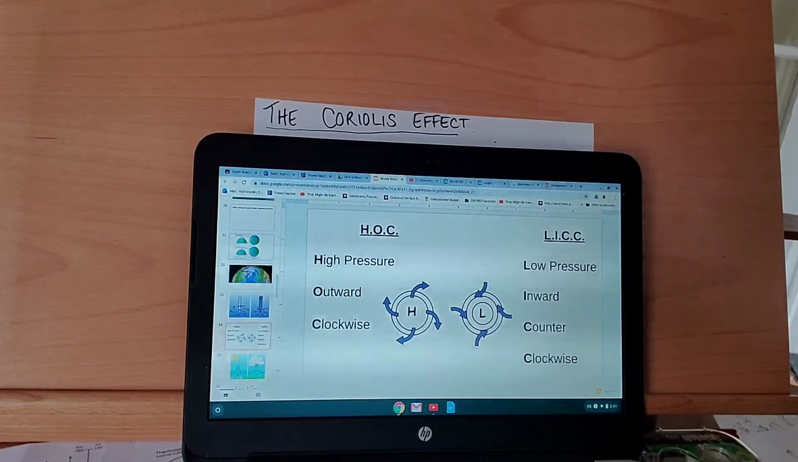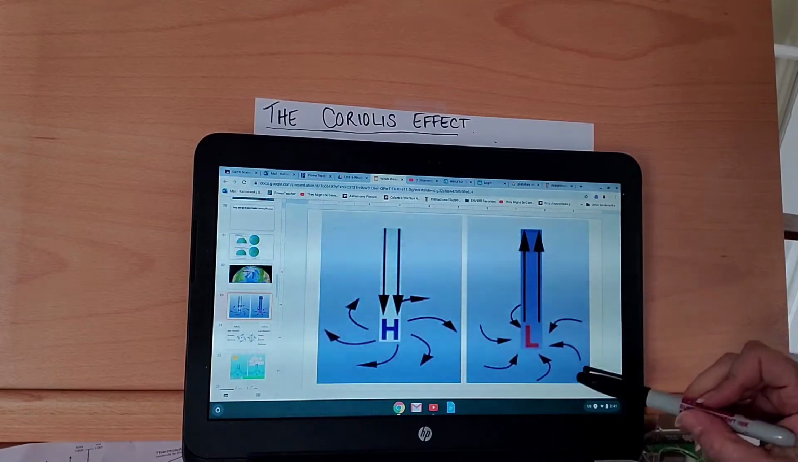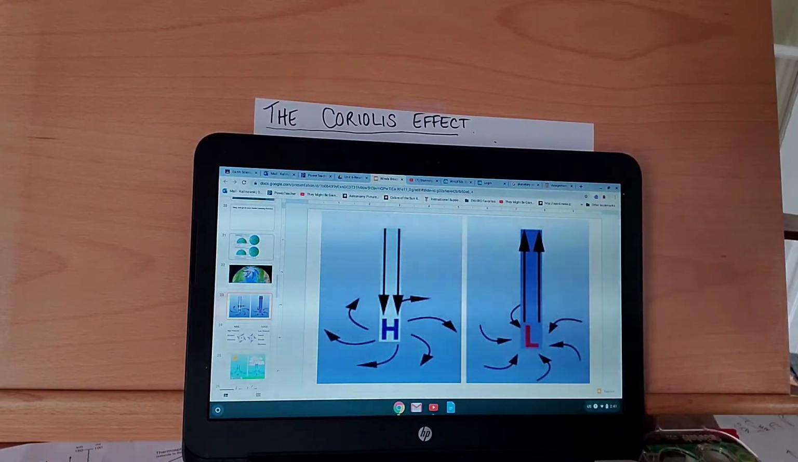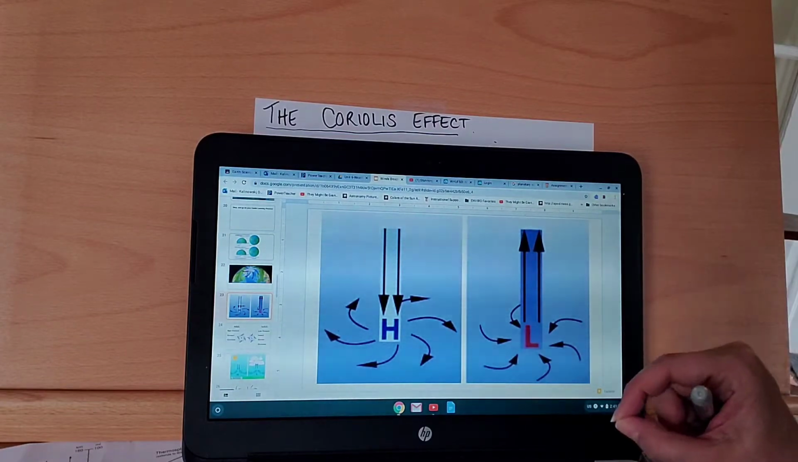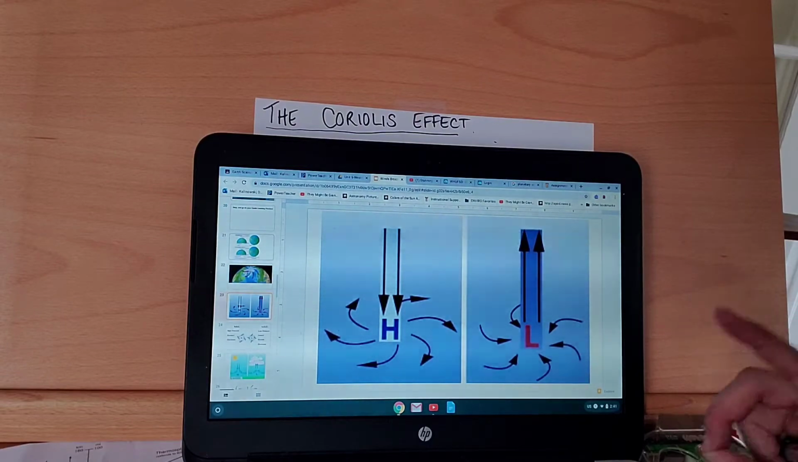Look carefully at the way this is drawn. Outward and clockwise, inward and counterclockwise. Hock and lick. I know it sounds crazy. I don't care. It's the easiest way to remember it and get it right every time.